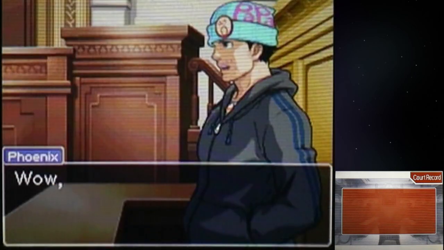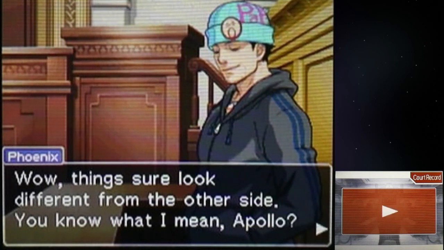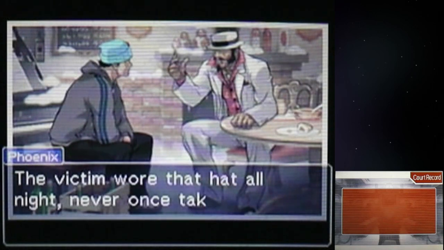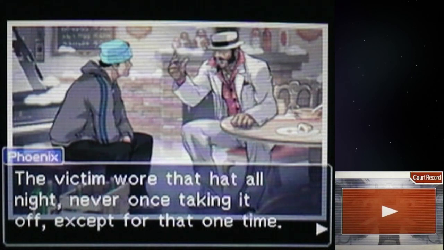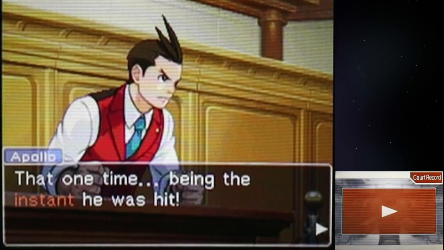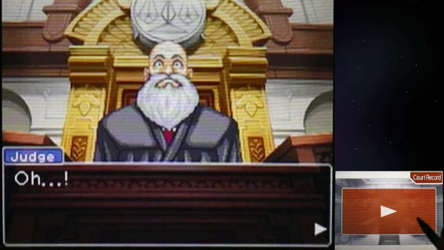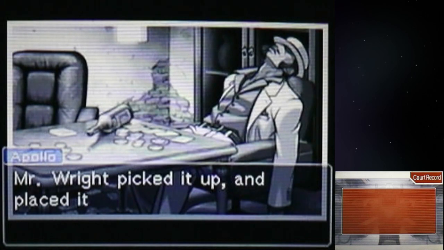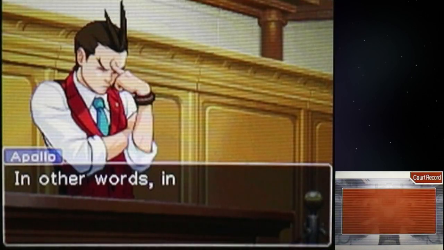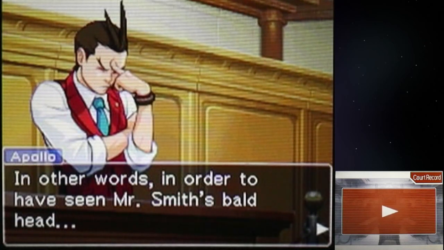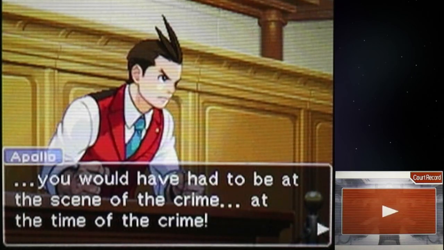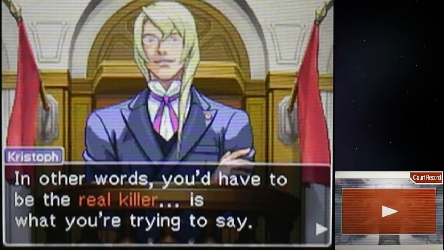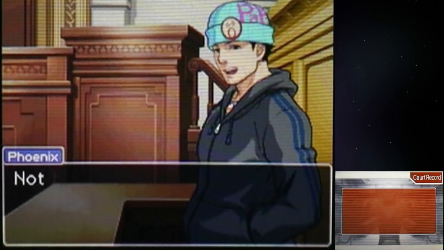What do you think you're doing, Wright? Well, things sure look different from the other side. You know what I mean, Apollo. Speaking of looking from the other side, let's consider something for a second. The victim wore that hat all night, never once taken it off, except for that one time. That one time being the instant he was hit. Oh. When Mr. Wright returned from reporting the crime, the hat was lying on the floor. Mr. Wright picked it up and placed it on the victim's head. In other words, in order to have seen Mr. Smith's bald head, you would have had to be at the scene of the crime at the time of the crime. In other words, you'd have to be the real killer, is what you're trying to say. Not bad, Apollo.